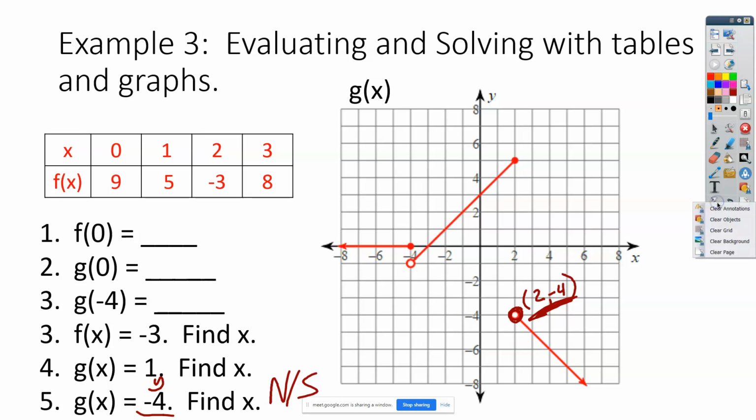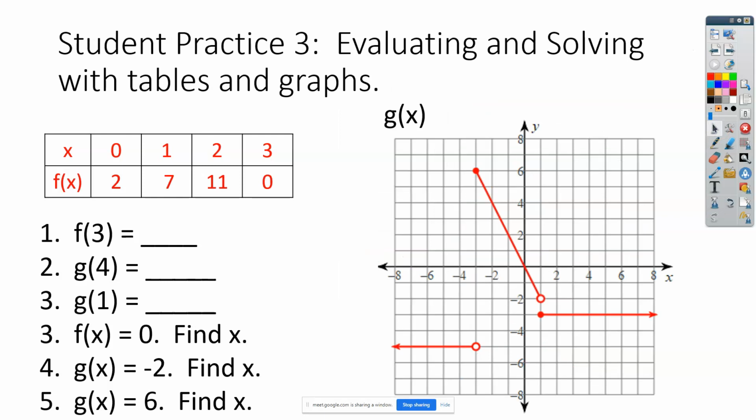Okay? So, now that we know how to evaluate and solve with graphs, I want you guys to do the same thing on this student practice here. I want you guys to do numbers 2, 3, 4, and 5. Go ahead and do those 4 problems, and we'll see how you guys do there. Okay? Pause the video. When you unpause it, you will see the solutions.